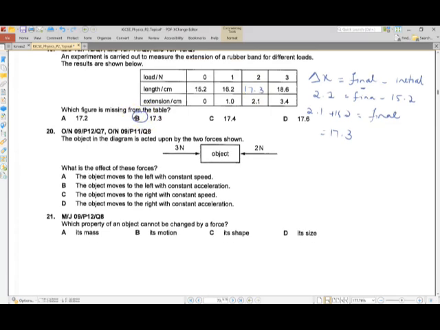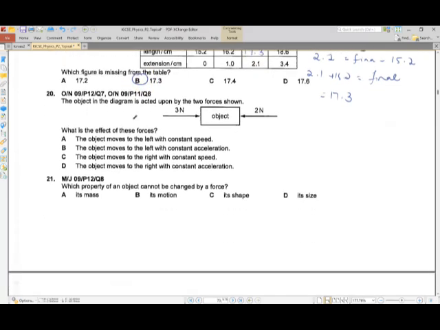Okay. Question number 20. An object in the diagram is acted upon by two forces as shown. What is the effect of these forces? The object moves to the left with a constant speed. The object moves to the left with a constant acceleration. The object moves to the right with a constant speed. The object moves to the right with a constant acceleration.